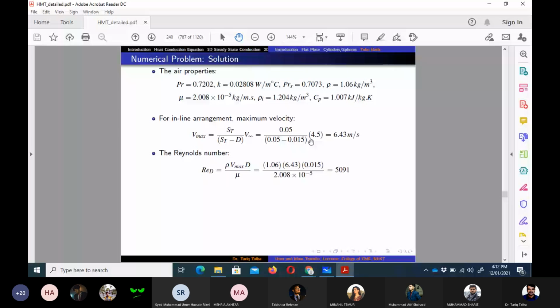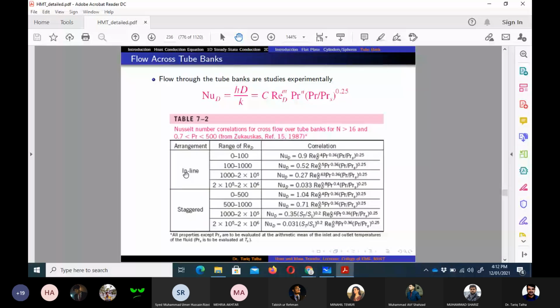So 5091. If we go back to the table of Nusselt number here, it is the inline arrangement and the Reynolds number is about 5000. That means it lies in the third row, which is the range 1000 to 2 lakh. So 5000 is in this range.